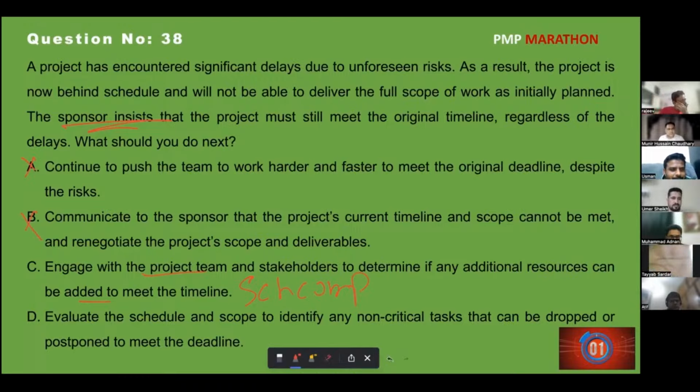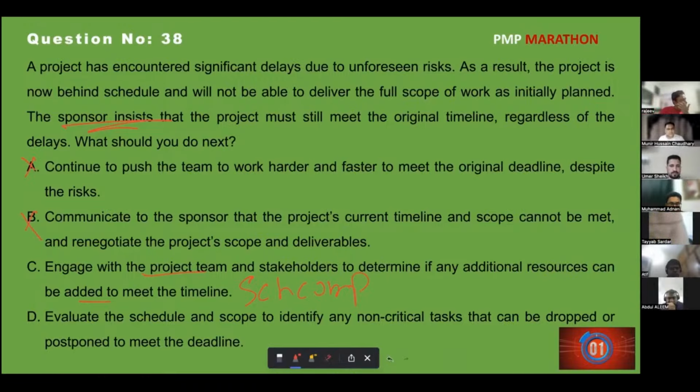Many people are putting B as the answer. The sponsor already said it to you. You don't want your job? Non-critical tasks may not give us the time we need, even if I drop them. We need to work on the critical path. You get my point, guys? We need to work on the critical path. Non-critical path will not decrease the schedule.